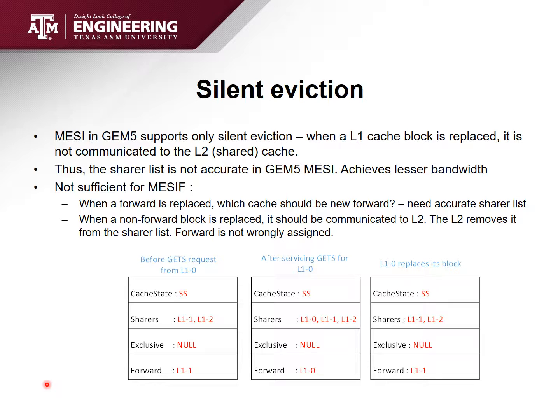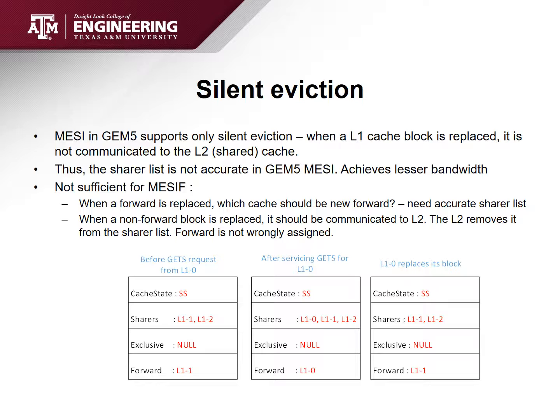That is, when an L1 cache is replacing its block, it is not communicated to L2. So the sharers list need not be accurate in MESI at all points of time. The advantage of silent eviction is that it reduces network traffic, but this scheme does not work well with MESIF. Therefore, we implemented explicit eviction, where each L1 replacement is communicated and the corresponding entry in the table is updated.